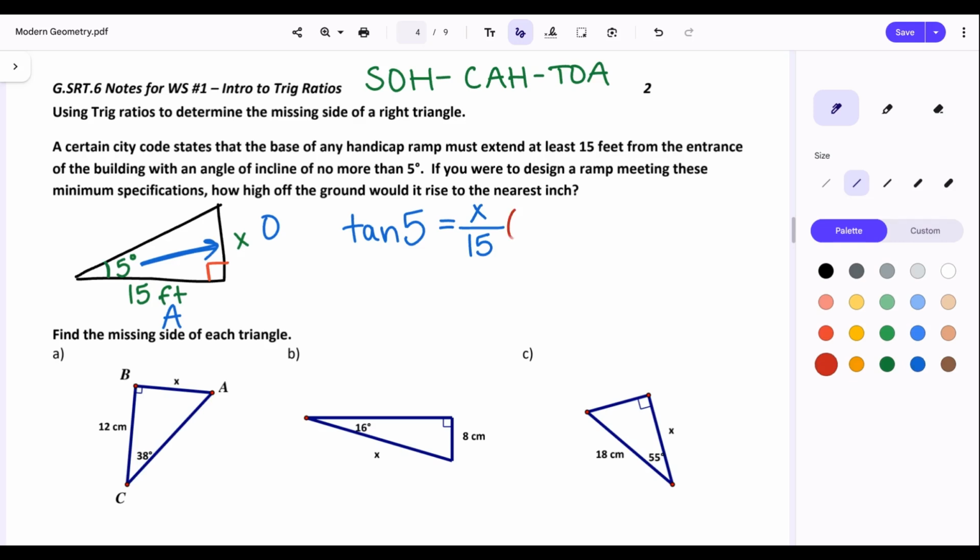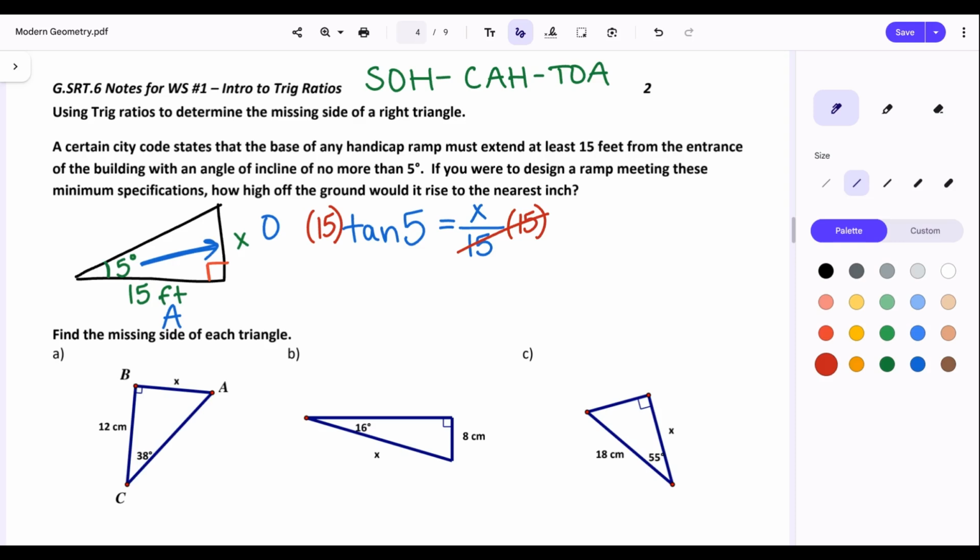We're going to multiply both sides by 15. So I'm going to take 15 times here. I'm going to do 15 over here. So when I do that, they're gone on that right side. And what I have left on the left is 15 times this tangent of 5. This is when you're going to want to use a calculator. So grab your calculator.